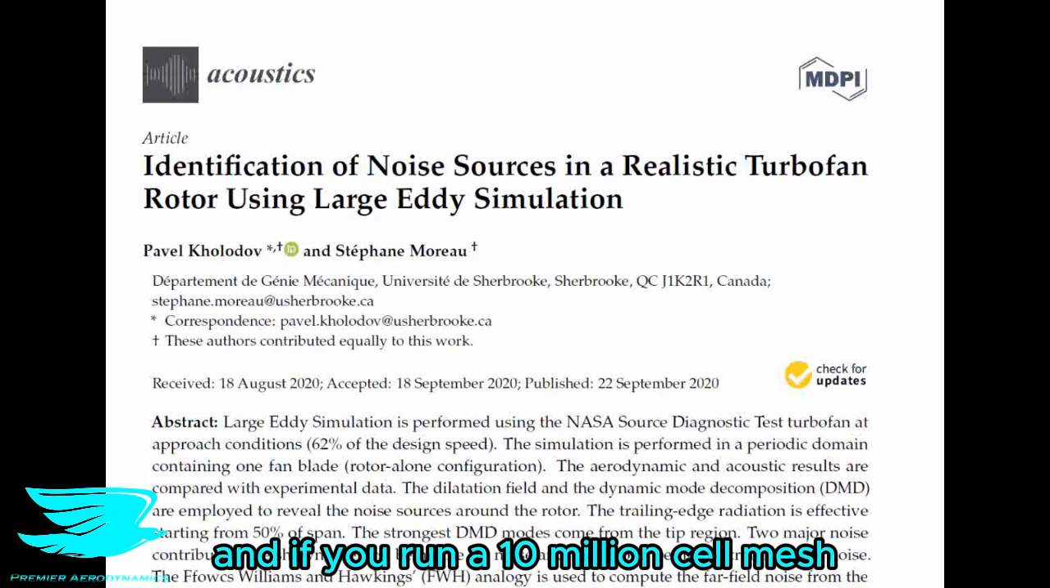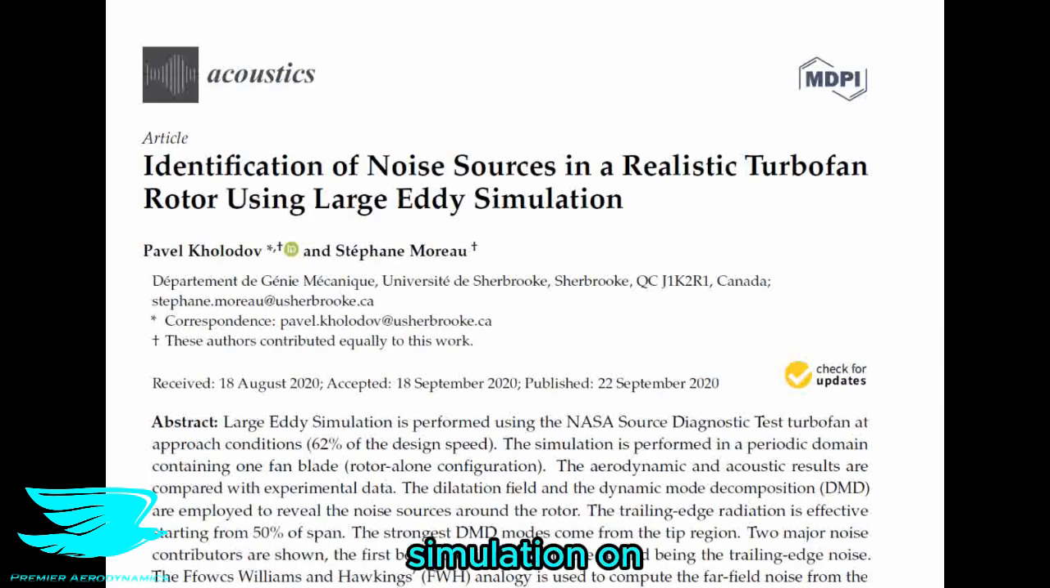And if you run a 10 million cell mesh simulation on one core on your computer, it will take a while. You might have the option of using a number of cores instead to speed up the process. So you pick 10 cores to use, because if you were to run this simulation just on one core, let's say it takes 1 month, but if you use 10 cores, it might take 4 days. Now note that I said 4 days and not 3 days.